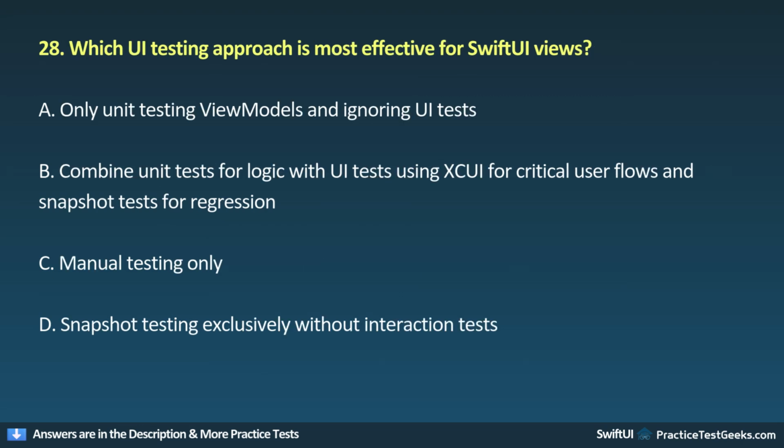28. Which UI testing approach is most effective for SwiftUI views? A. Only unit testing view models and ignoring UI tests. B. Combine unit tests for logic with UI tests using XCUITest for critical user flows and snapshot tests for regression. C. Manual testing only. D. Snapshot testing exclusively without interaction tests.